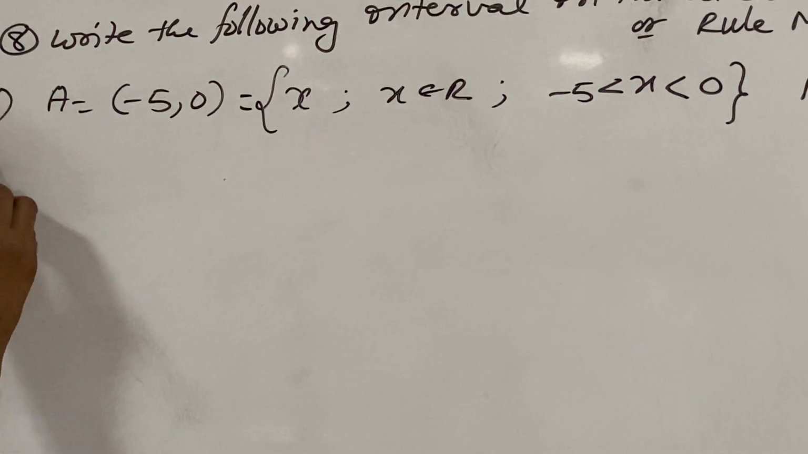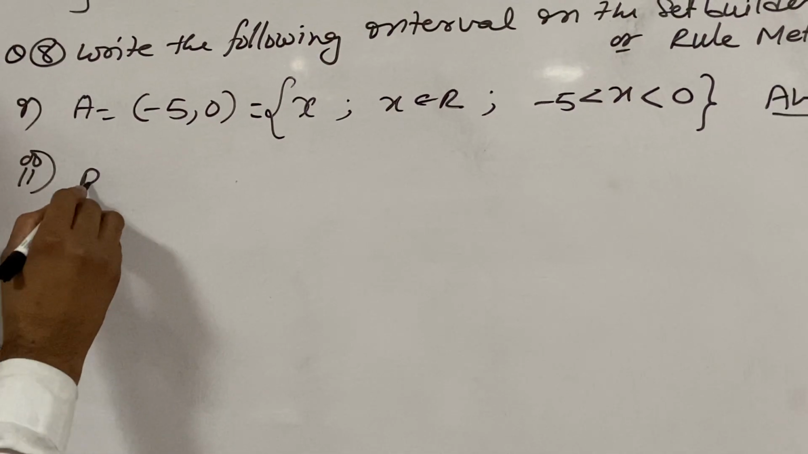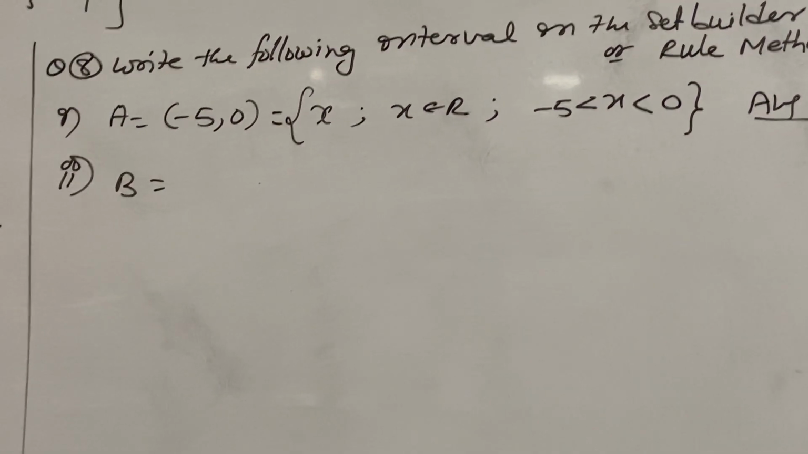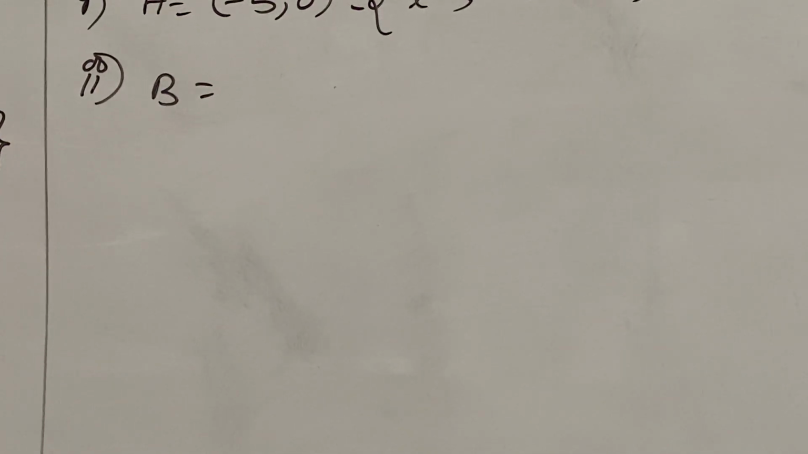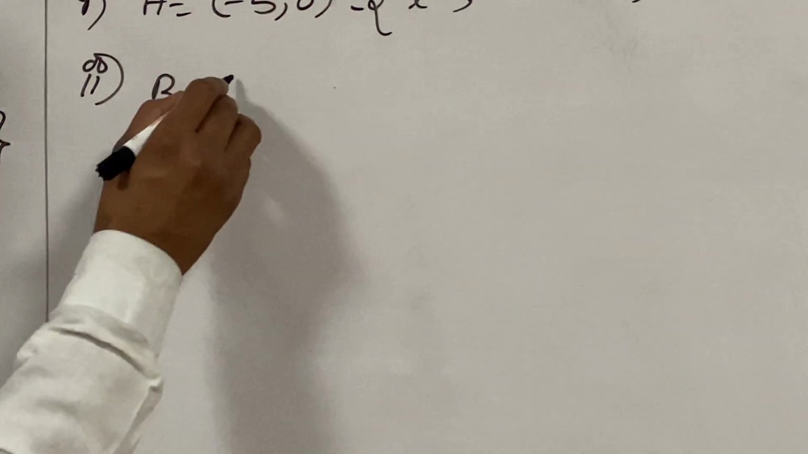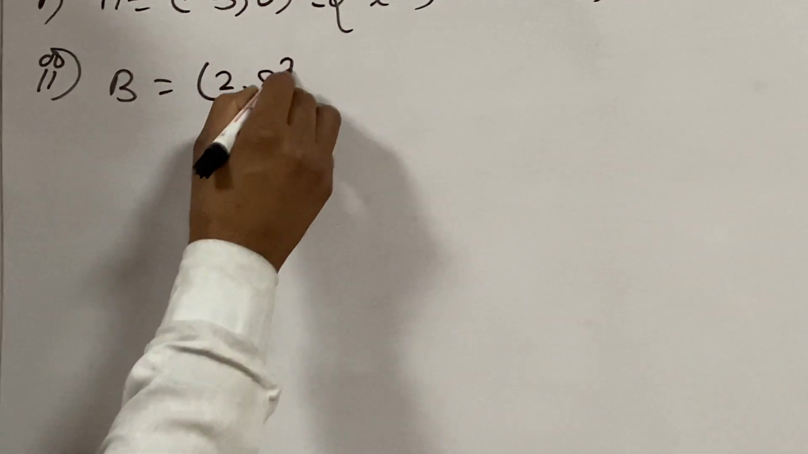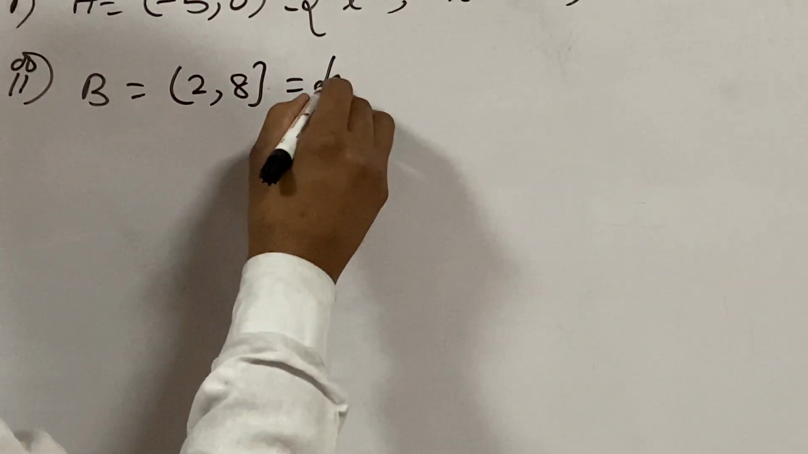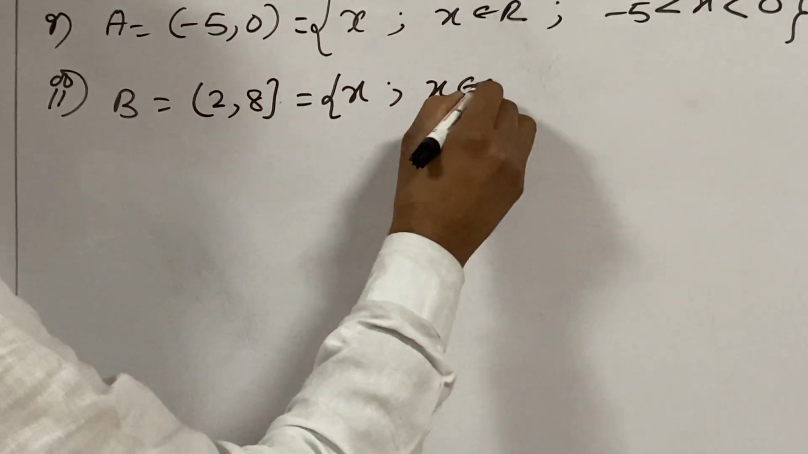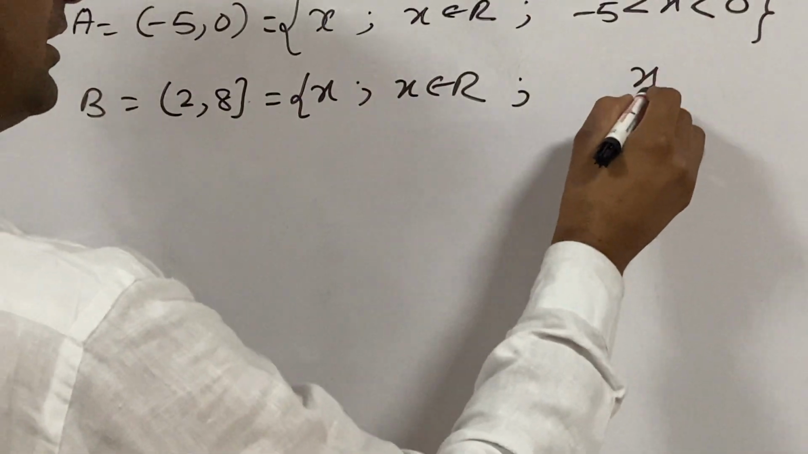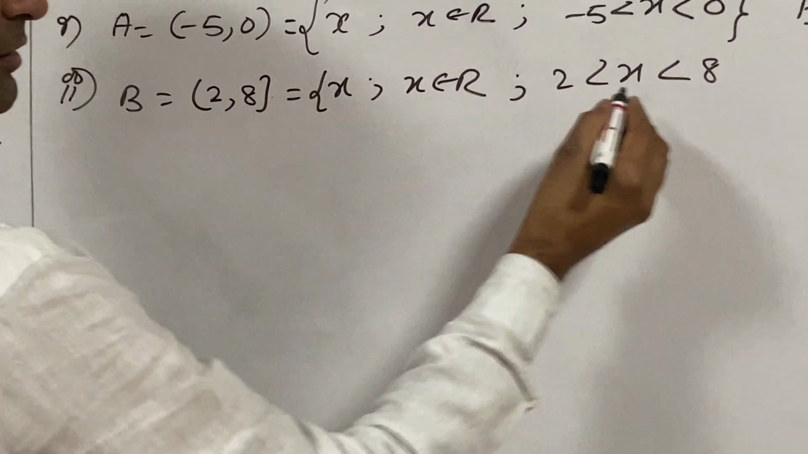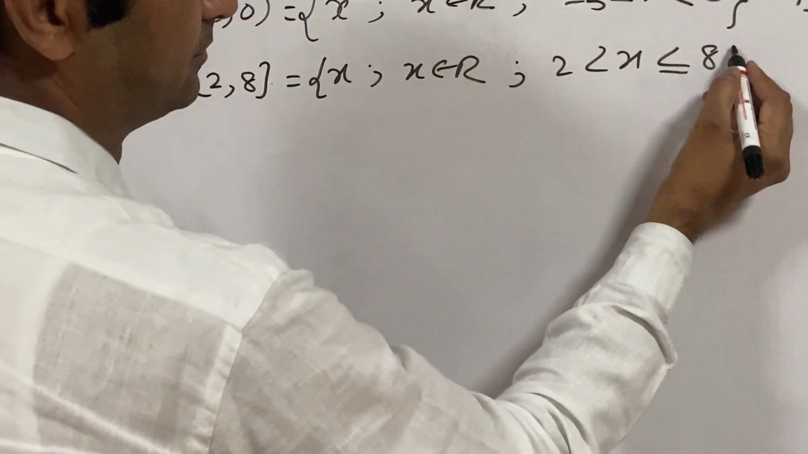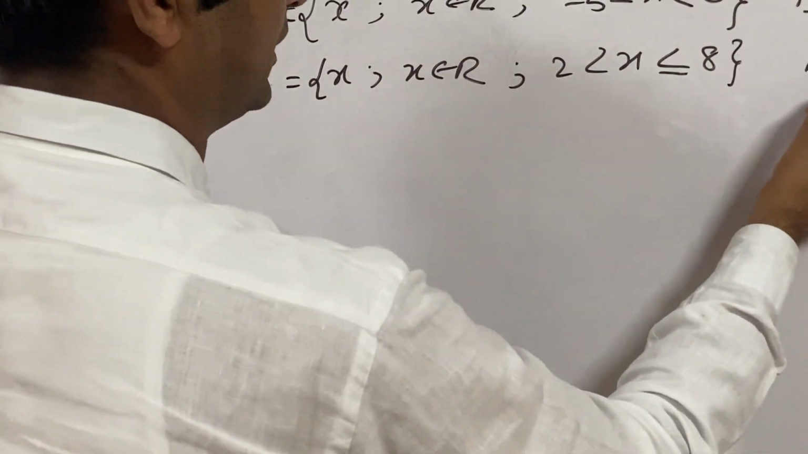Second part. B equal to 2 to 8. At 8 it is the closed interval. Open bracket 2 and close bracket 8. This will be equal to {x such that x belongs to real and x lies between 2 and 8}, but due to the close bracket there is an equality symbol. That's your answer.